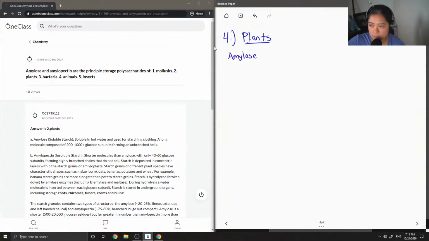It's going to give a brief definition of amylose. So this is an example of soluble starch in plants. And then for amylopectin, this is the insoluble starch.